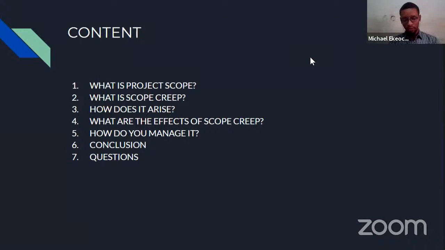So after we've established what scope creep is, we'll then look at how it arises, and then some of the effects scope creep can have on the project.